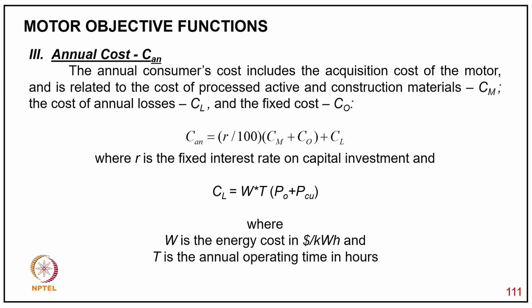Coming to annual cost, this is sometimes taken as another objective function or as a part of a hybrid objective function with proper weights. The annual consumer cost includes the acquisition cost of the motor and is related to the cost of processed active and construction material like Cm, the annual cost CL, and the fixed cost C0, and Cn will be R upon 100 times (Cm plus C0) plus CL, where R is the fixed interest rate on the capital investment and CL equals W into (2 P0 plus PL) times T, where W is the energy cost in dollars per kilowatt hour and T is the annual operating time in hours.